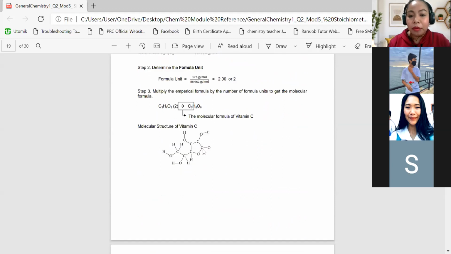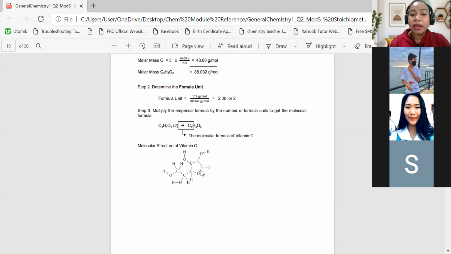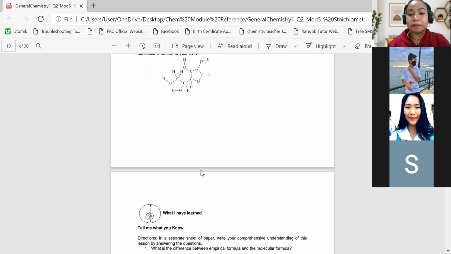This is the molecular structure of vitamin C. The formula doesn't show how the atoms are connected with each other. It only shows how many atoms are there in the molecule. While in the molecular structure, it shows how the atoms are being connected with each other, and what molecular geometry is involved in their connection or bonding. Any question?